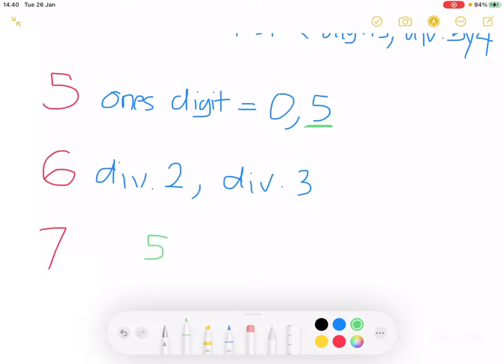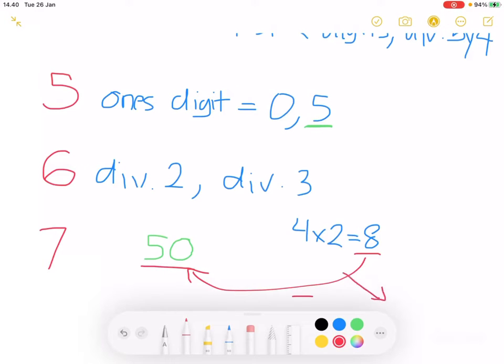Okay, so let's do 504. So first you're going to take the ones digit, keep that in mind, and then multiply by 2 to get 8. There we go. Okay, so you're going to subtract this by this. So you subtract this, and you get negative 42, which is divisible by 7.